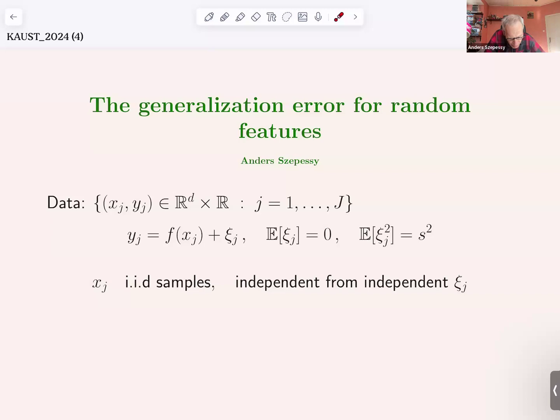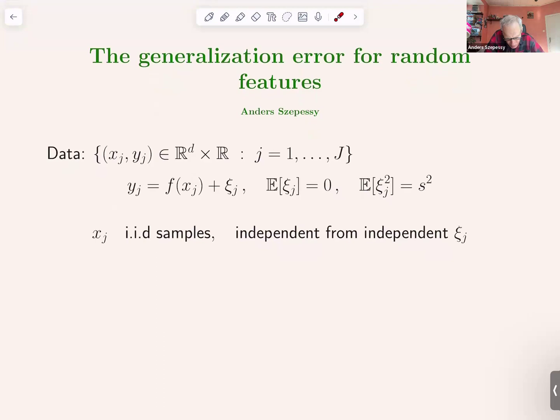So we are given data with x_j and y_j. The x_j are in R^d and y_j are in R, and we have J data points. And we assume that the data are related by y_j being a given function plus some noise. The noise will have expected value 0 and finite variance. And the data points x_j are IID samples independent from the noise. This is the common setup.